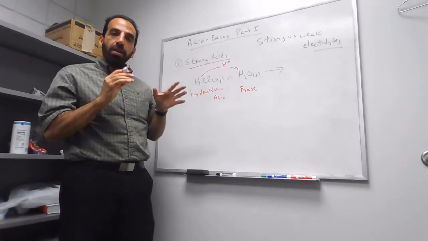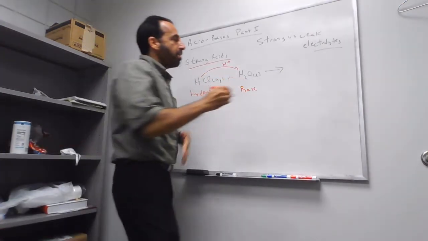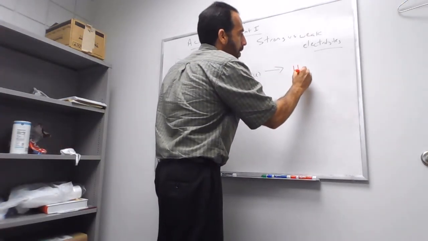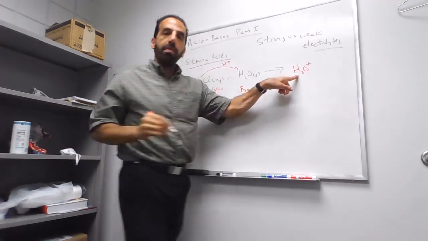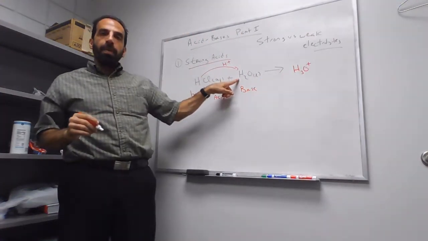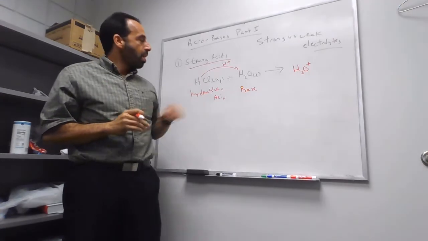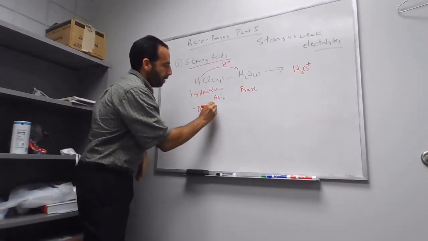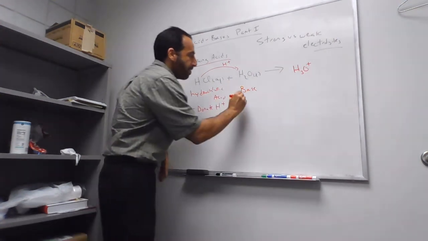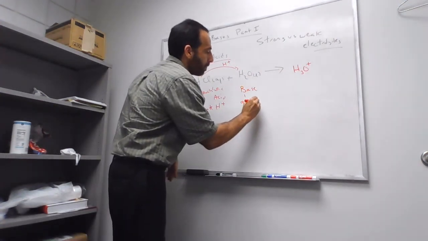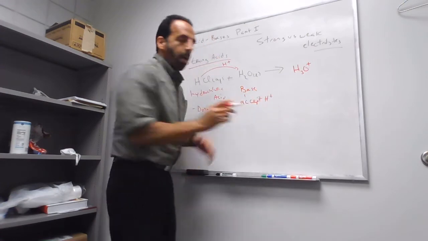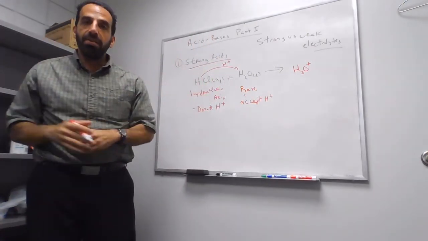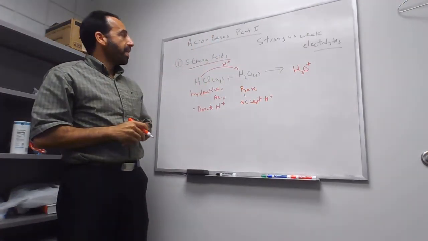So after a reaction occurs, now I'm going to have H3O, and it picks up a positive charge. So this water is a base. It picks up an H+. So basically, acids donate H+. Bases accept. Always keep in mind, acids and bases are opposites of each other.